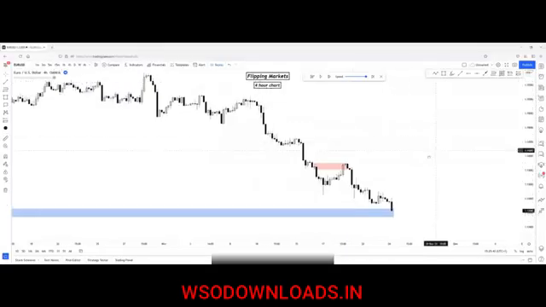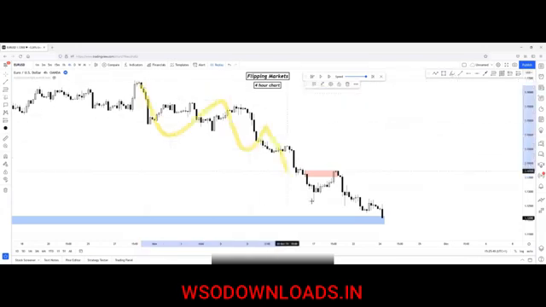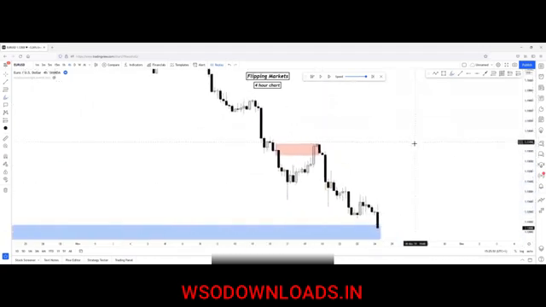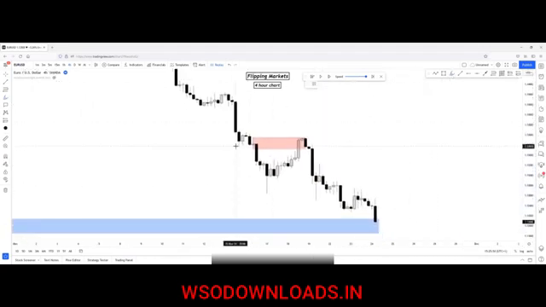So let's see the live example. As you can see, price is currently moving in a downtrend, creating a series of lower lows and lower highs. Let's focus on this region. As you can see, price created a break of structure to the downside with this candle. After that, it created inefficiency, so there's a gap between the wicks.